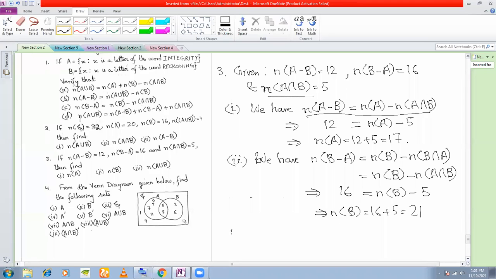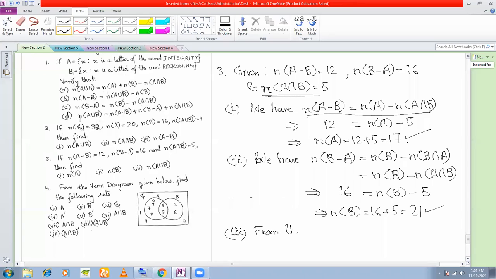Okay, and finally you have cardinality A union B. So now how will you find cardinality A union B? See that you have already found out cardinality of A, you have found out the cardinality of B. You also know the cardinality of A intersection B. So you use the cardinality theorem to find out cardinality of A union B.